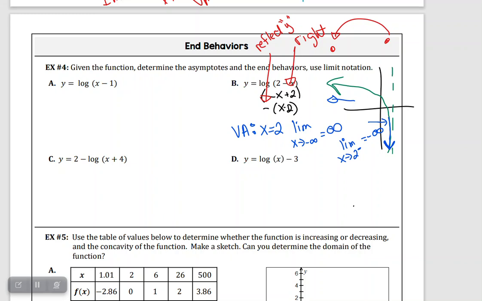Pause the video, quickly make a sketch of all 3, and write down the vertical asymptotes and the end behaviors in limit notation.